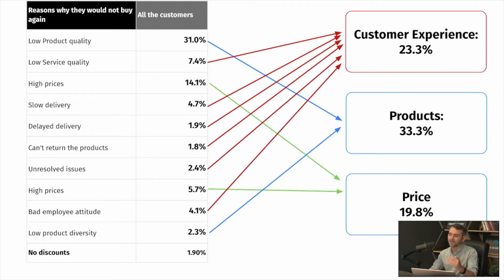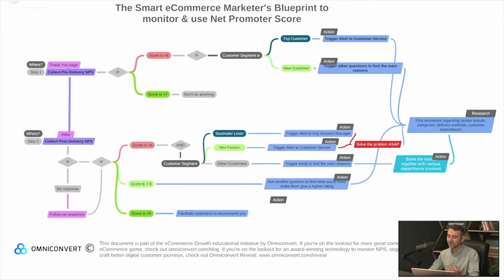So the idea with the NPS is not only to measure it, but to take the right action at the right time. In order to do so, my suggestion is to use this smart blueprint. The idea is to collect the pre-delivery NPS on the thank you page, and then if the score is higher than 7, not do anything, but if the score is lower than 6, if you have enough resources, treat everyone the same. But if you don't have enough resources, segment the customers and take different action based on how valuable that customer is for you.